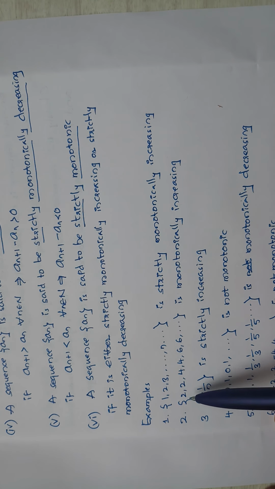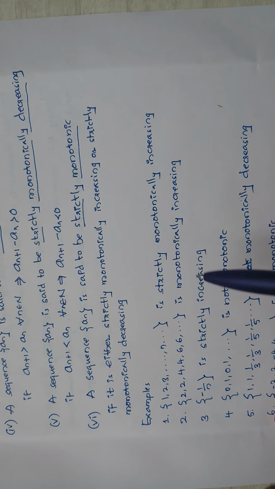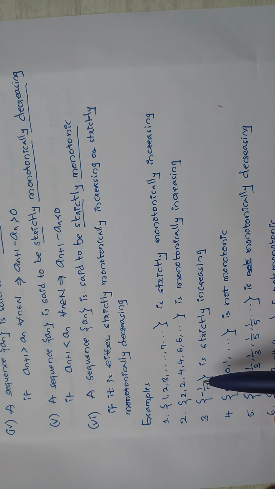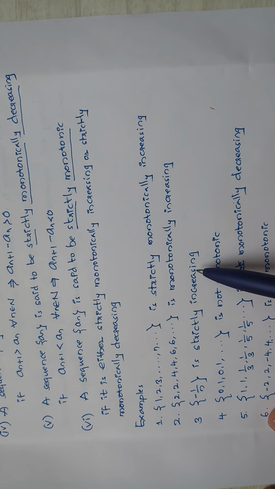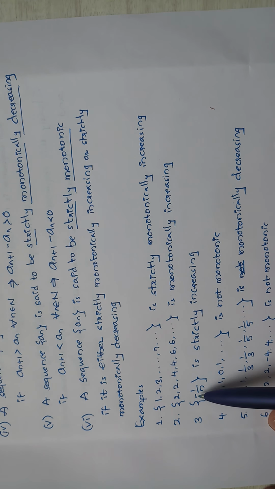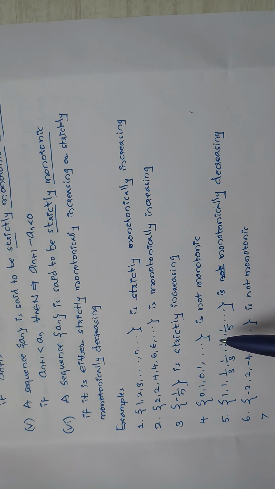Here 2, 2, 4, 4, 6, 6 is a monotonically increasing sequence, because here a_(n+1) is greater than or equal to a_n. The terms are repeating: 2, 2, 4, 4, 6, 6. Next, minus 1 divided by n is strictly increasing, because a minus term is there, so if you put in n values you get increasing values. Next, 0, 1, 0, 1, like that.